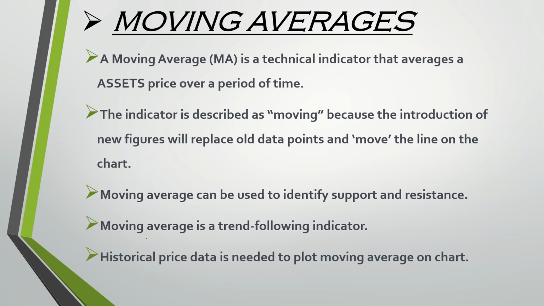If you are using a 50-day period moving average on a daily time frame, then it would be calculating the average price for the last 50 days. But if you switch to a 15-minute time frame, let's say, then it would be calculating the average price for the last 50 candles on this chart. It will no longer be calculating the price for the last 50 days. It will be calculating the last 50 candles' price, and you can modify.